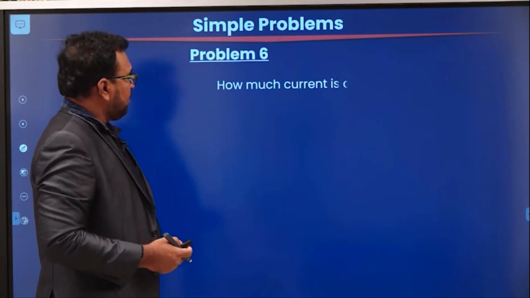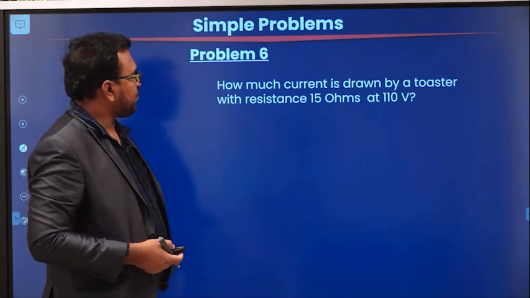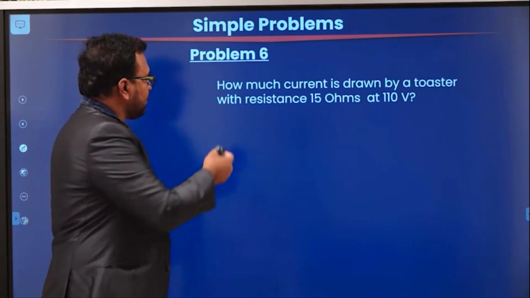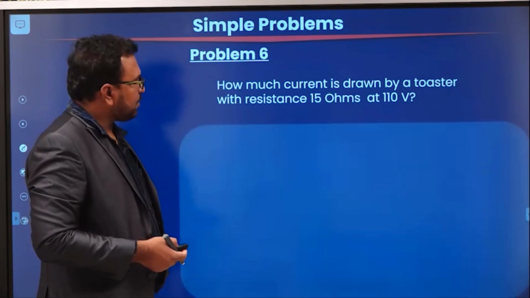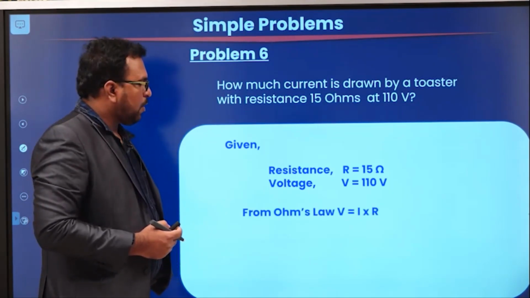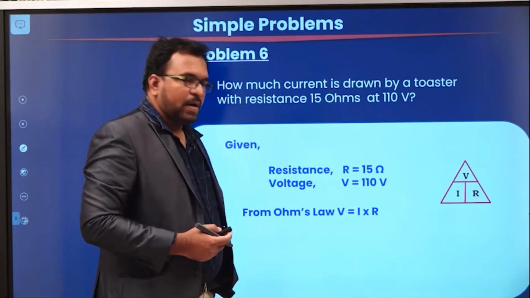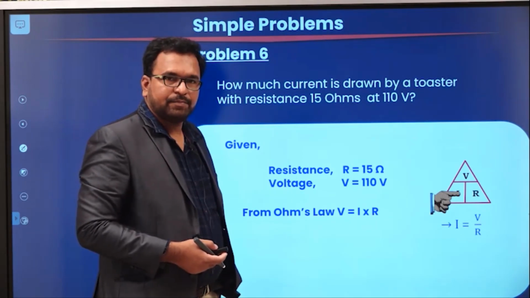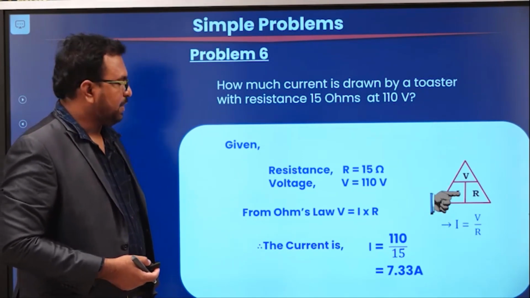Now let's do one more problem on Ohm's law. How much current is drawn by a toaster with resistance 15 ohms at 110 volts? The given data is resistance and voltage. What is Ohm's law? V is equal to IR. And from the Ohm's law chart, the unknown quantity is I. So cover that I. The formula is V by R. If you substitute the known values, I am going to get the current as 7.33 amperes.